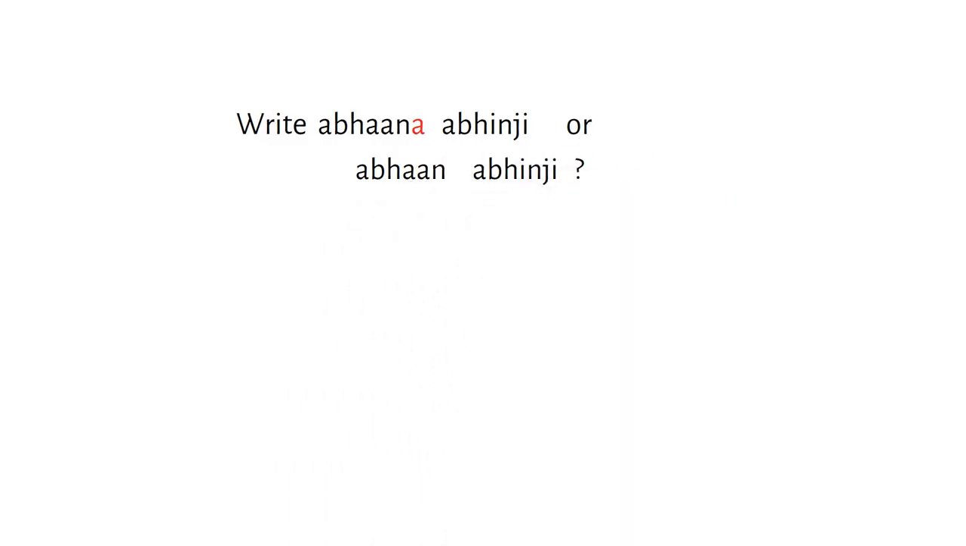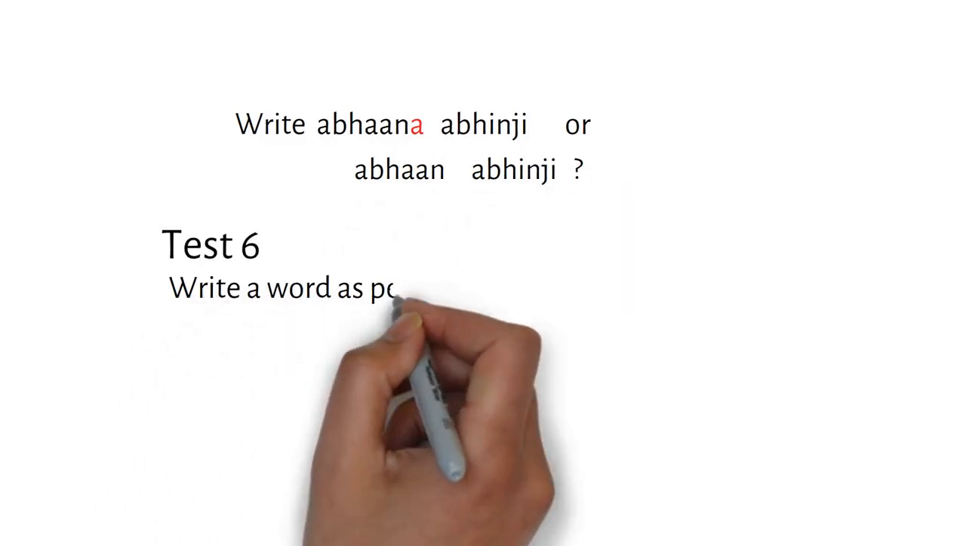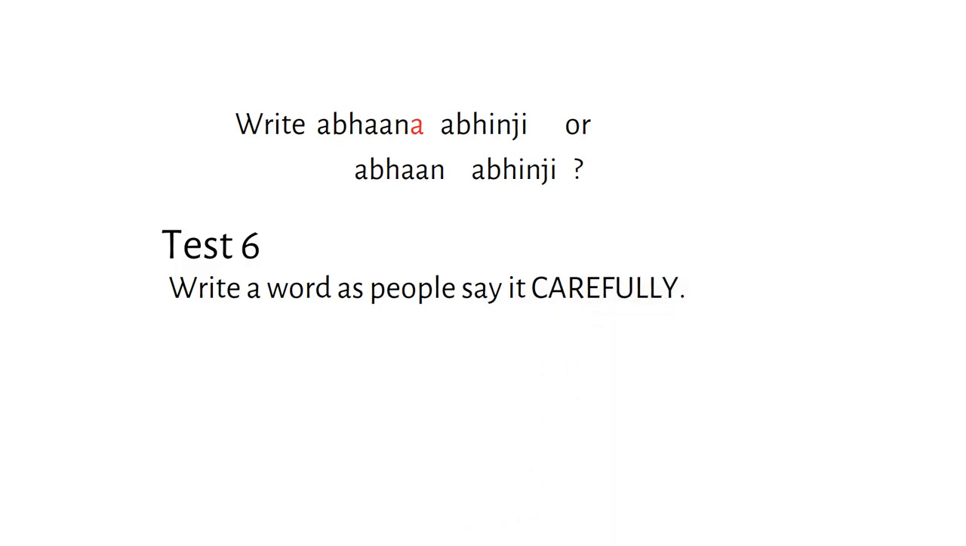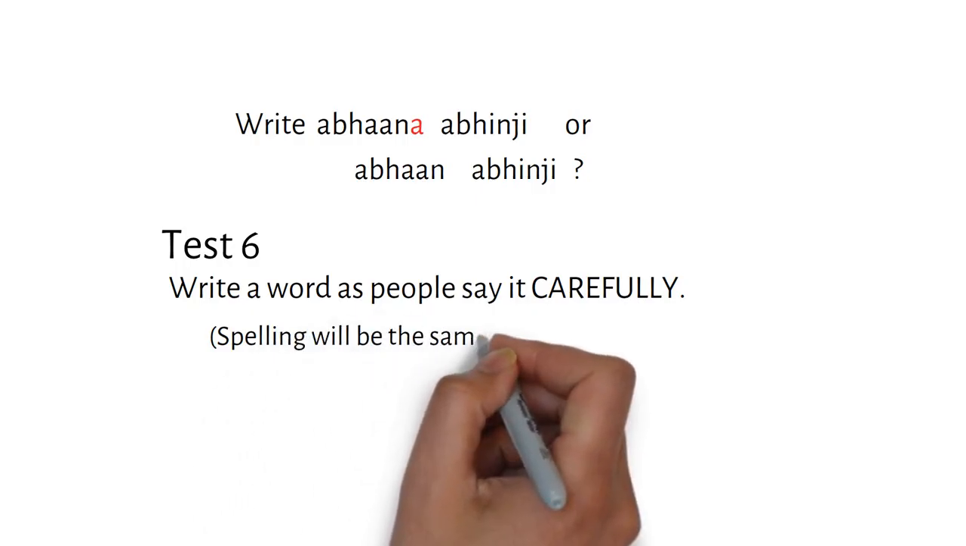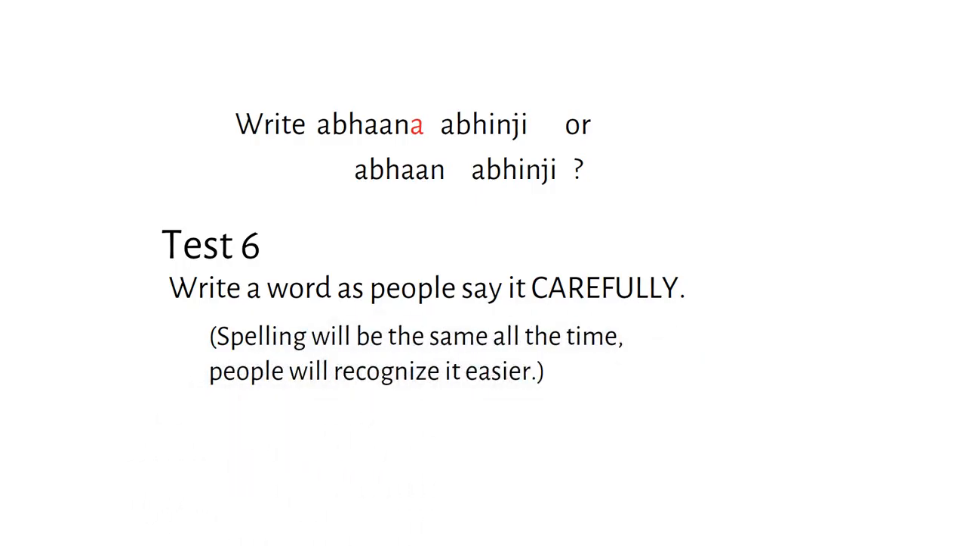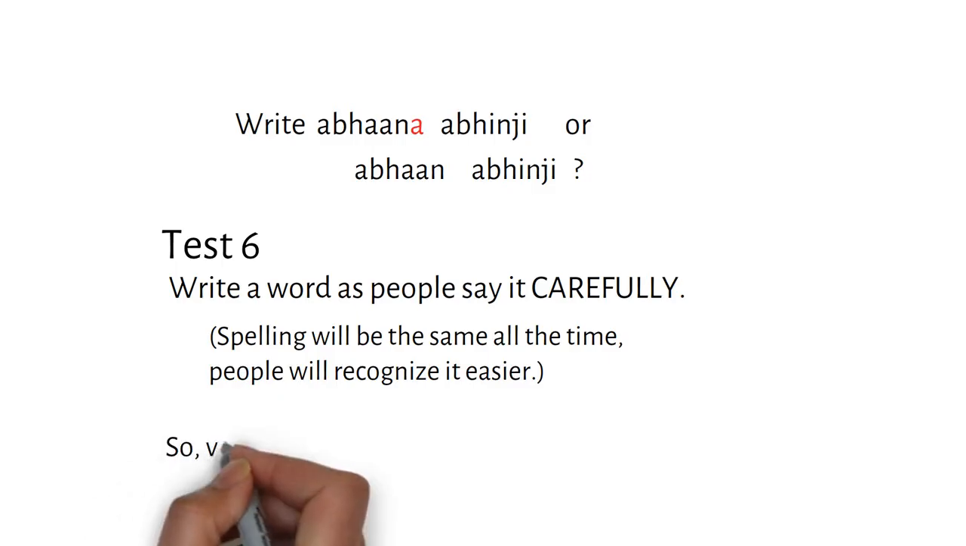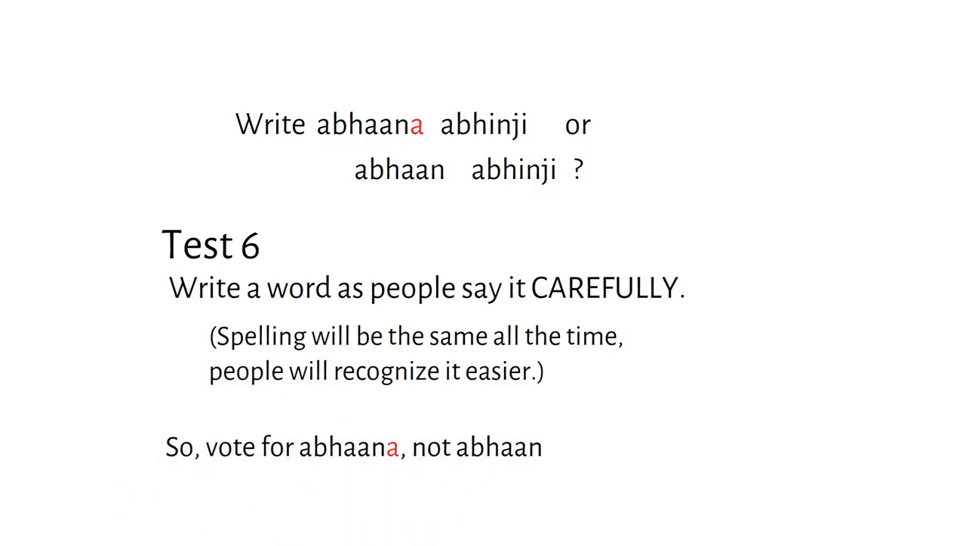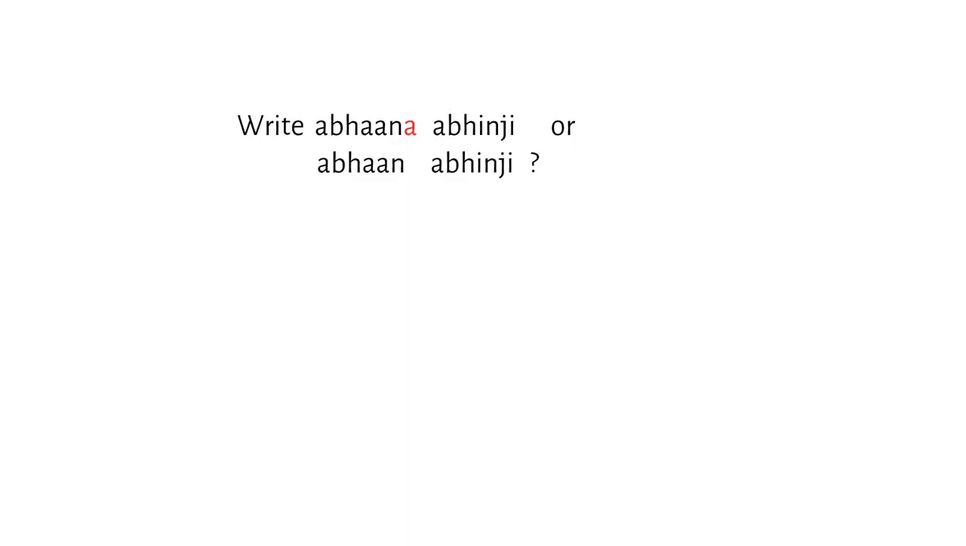Now for the new tests. Test 6. Write a word as people say it carefully, not as they say it quickly. Then the spelling of the word will be the same all the time, and people will recognize it easier. This votes for abana, not aban. You mentioned two tests that apply here. What is the other one?